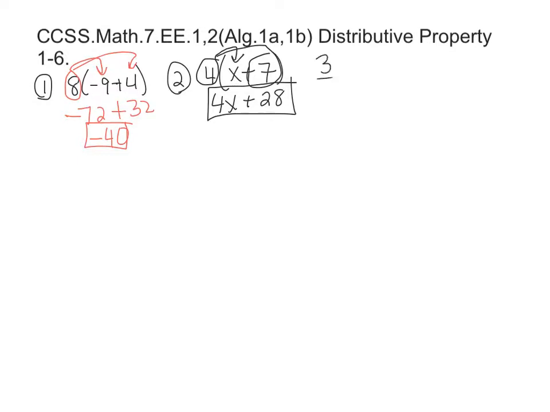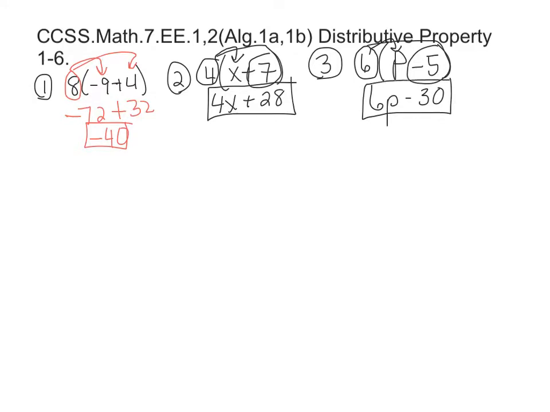Number 3. 6 times p minus 5. Okay, and so again, this is a perfect example of distributive, double multiply. So we're going to multiply the outside term. The first one is 6 times p is 6p. 6 times -5, and the sign goes with the number, so it is -30. And that's as far as it goes. You need to know that's as far as it goes. It ends here.